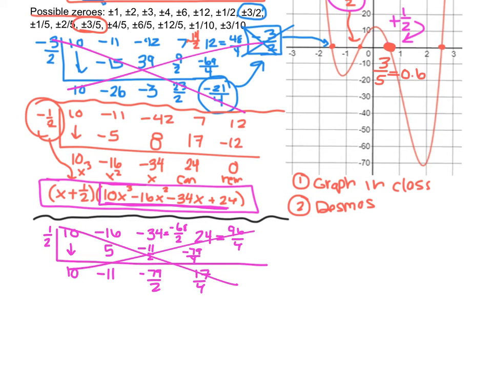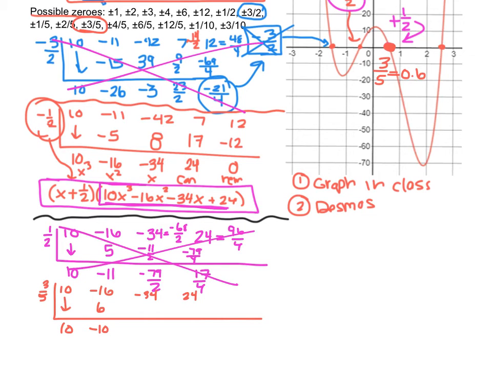So I'm going to test that one out just to make sure that it's not the value before I move on. So here we take 3/5. We're going to do the same thing. We have 10, negative 16, negative 34, and 24. So we drop the 10 down, and we multiply it by 3/5, so that becomes 30 over 5, which is 6. We then add straight down, that's negative 10.